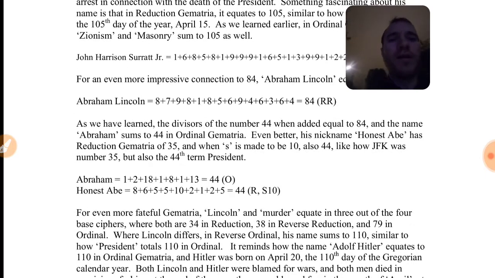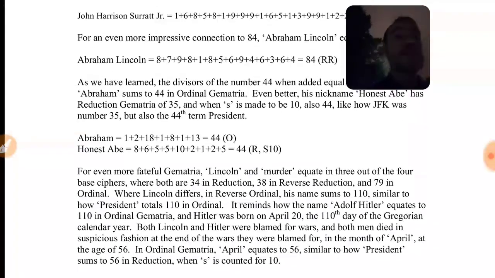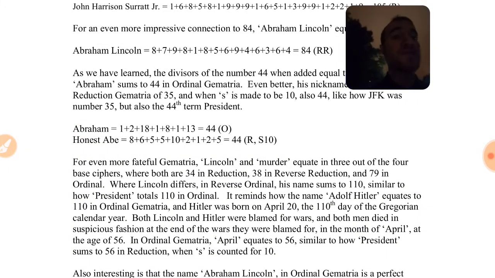As we have learned, the divisors of the number 44 when added equal 84, and the name Abraham sums to 44 in ordinal gematria. Even better, his nickname, Honest Abe, has reduction gematria of 35, and when S is made to be 10, also 44, like how JFK was number 35, but also the 44th president. Abraham's 44 in ordinal, Honest Abe is 44 in a single reduction.